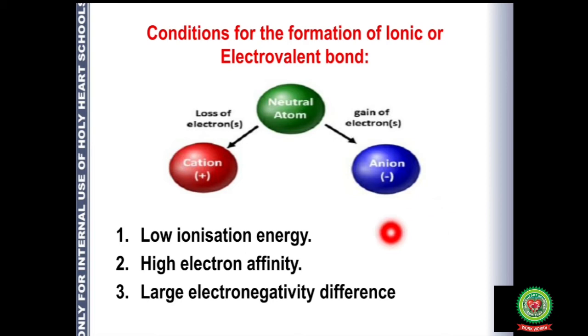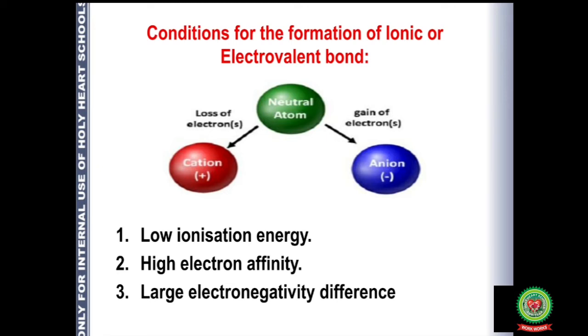And the third one is large electronegativity difference. If the difference in the electronegativities of two elements is higher, then the transfer of electron will be easier. Therefore, the more the difference in electronegativity, the more will be the ionic nature of the resulting compound. We know what electronegativity is already: the tendency of an atom to attract shared pair of electron towards itself.